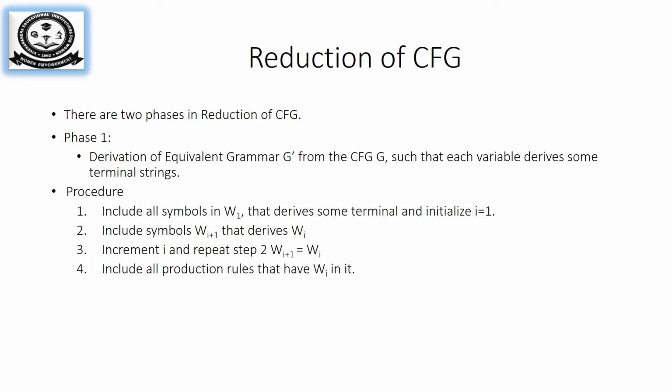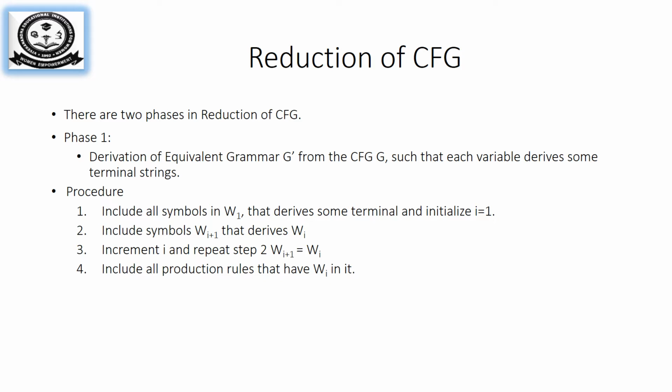The first step: we include all the non-terminal symbols in W1, sorry, it's not the terminals, so that W1 can derive some terminal symbols from the production rules. Simply, given the production rules, the terminal symbols that can be derived and the related non-terminal variables will be stored in W1.